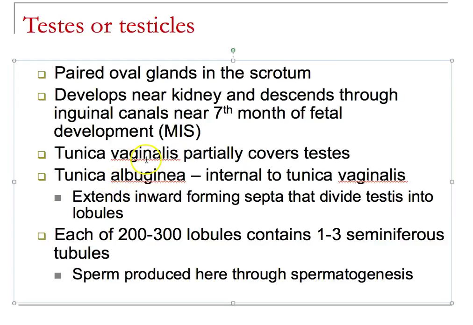Okay, I mentioned to you the tunica vaginalis, which partly covers the testes itself. And what I want you to see when we actually cut through this in a second, you're going to see that each lobule inside of the testes itself has about 200 to 300 subsections, each containing 1 to 3 seminiferous tubules. And that's where the important process of spermatogenesis is actually going to occur.